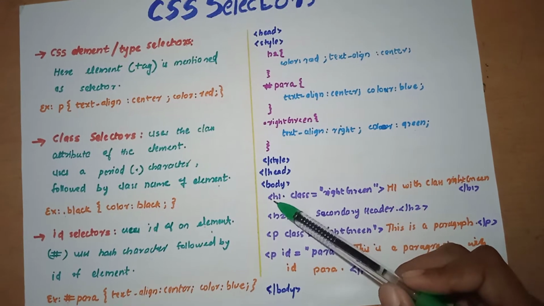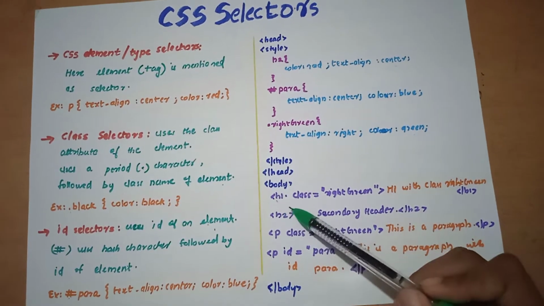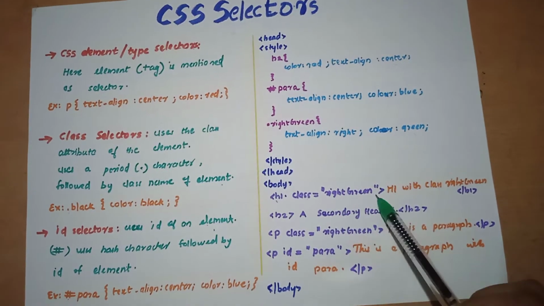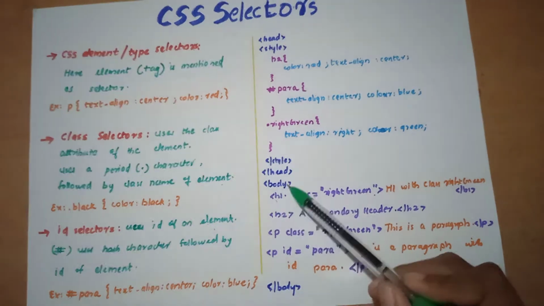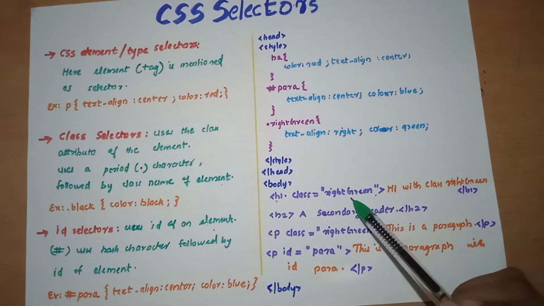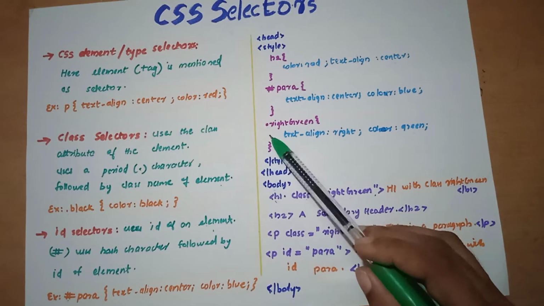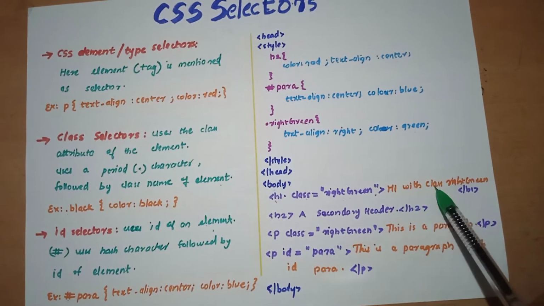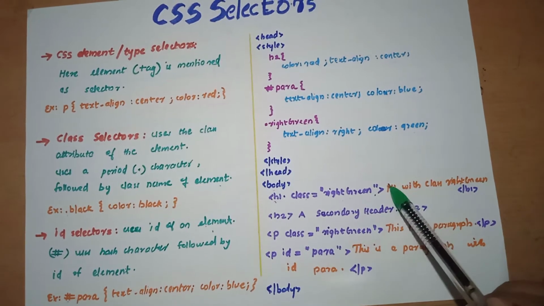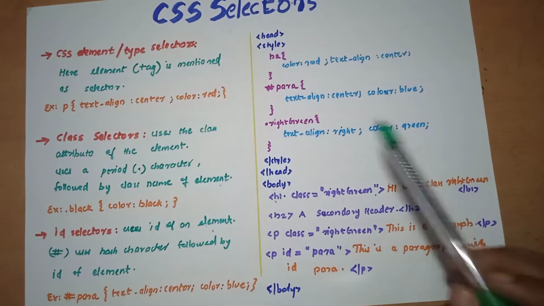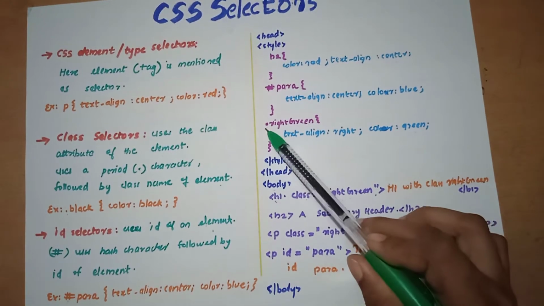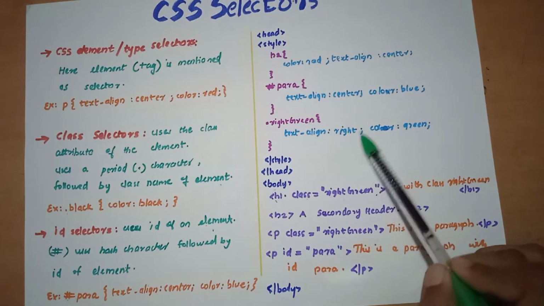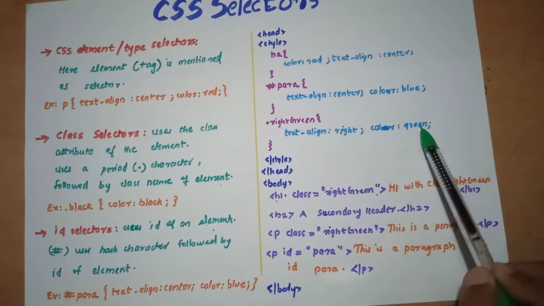H1 is my first element, so I've got a heading, and this heading has a class equal to right green. That means I'm going to define this heading 1 with the style that is mentioned in the class name called right green. So my heading is nothing but h1 with class right green. Whatever the text here will be displayed as the styles mentioned in the right green class. That is, this heading 1 will be aligned to the right and have a color of green.